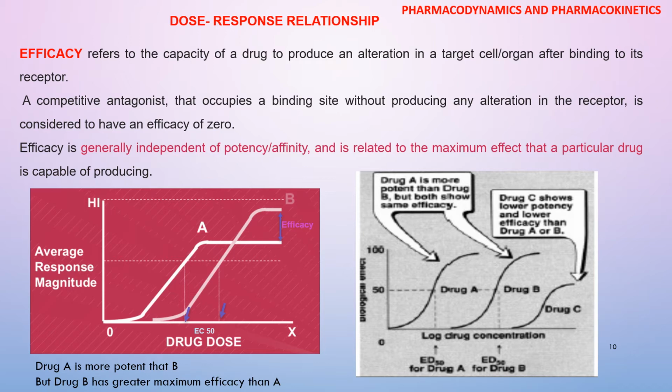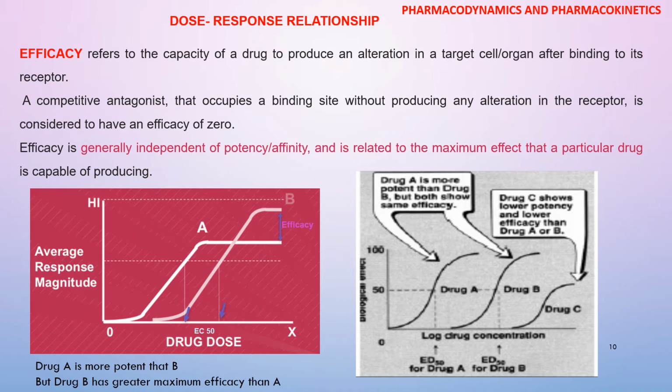The first graph is a comparison between two drugs, A and B. The x-axis represents concentration or dose and the y-axis represents the response. The EC50 or ED50 value of drug A is less than B. Therefore, drug A is more potent than drug B. But the concentration at which B gives maximum response is less than A. So, drug B has a greater maximum efficacy than A.